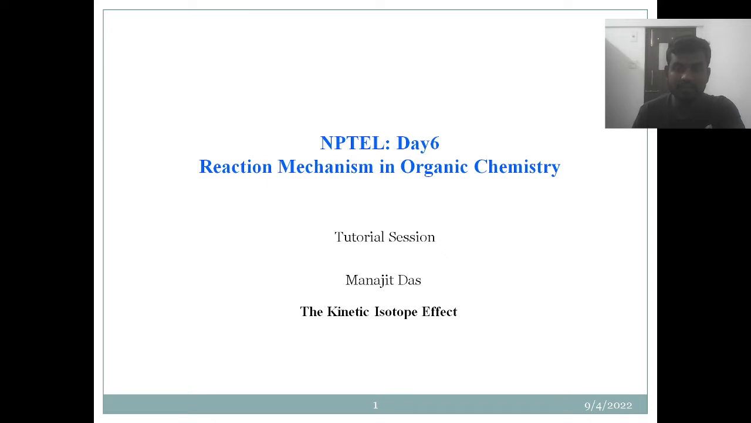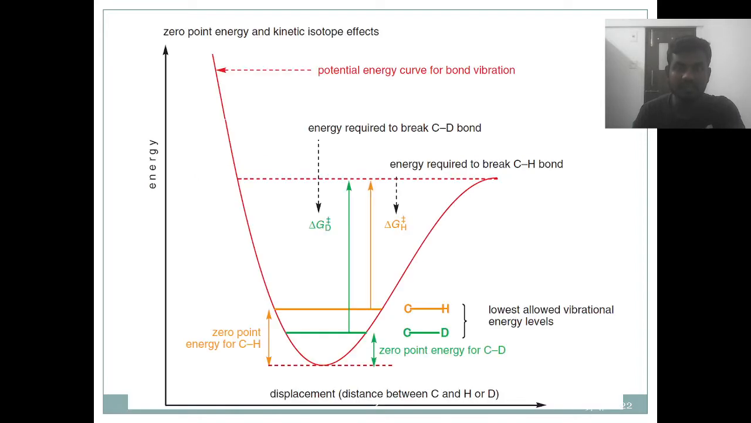So first I will try to give a very broad idea, not going into much depth of the physical chemistry part. Within a single plot, how can we understand the kinetic isotope effect? I have one picture here. This picture itself describes what the kinetic isotope effect is. Let me elaborate. On the y-axis, you have energy. This is the potential energy curve for a bond vibration.